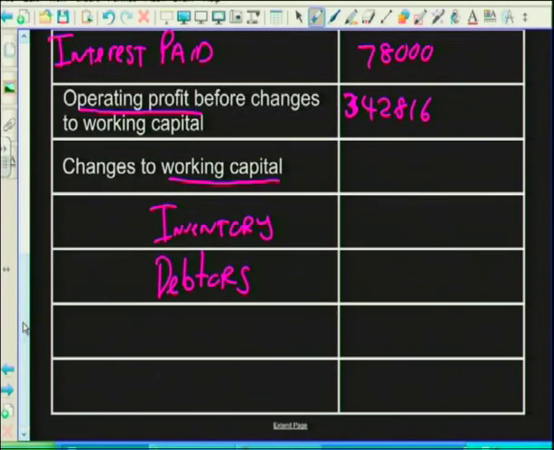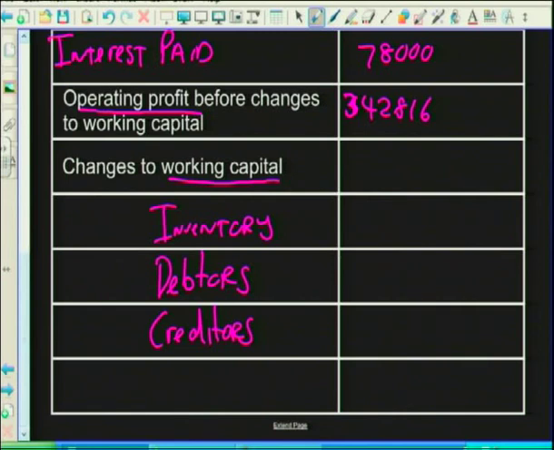And thereafter, the last item, creditors. So we're basically comparing our inventories, our debtors, our creditors from the previous financial year to the current financial year, and we are asking ourselves, has it increased, has it decreased, what was the effect in terms of cash flow? So let's now start with inventories.